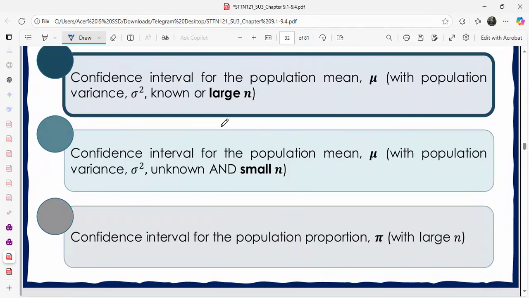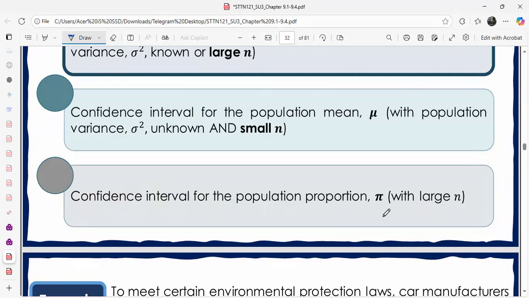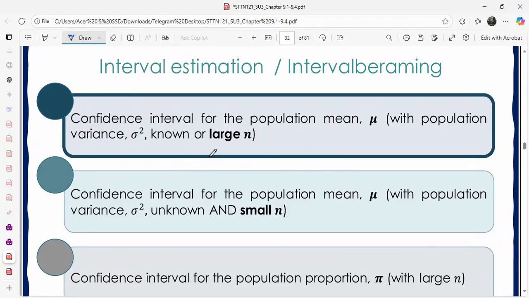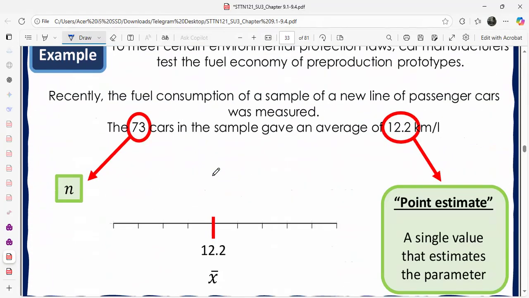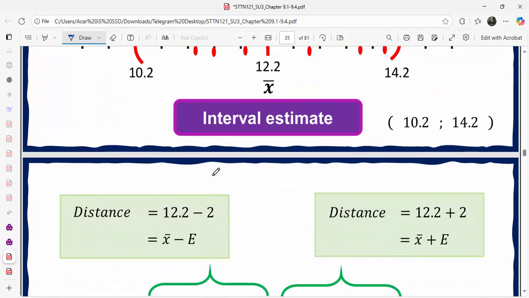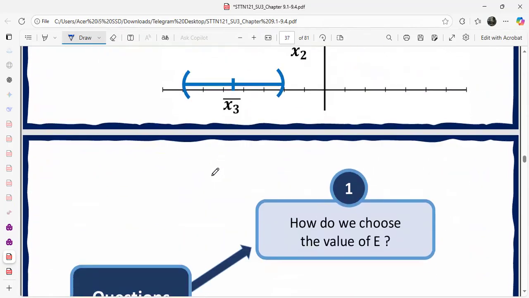They say the confidence interval for the population mean, when the population variance is known or large n; the other one is small n. And the confidence interval for the population proportion, with large n. So meaning, if you are dealing with a population variance that is known, or you have large n, I'm going to show you the formulas because they are not the same.